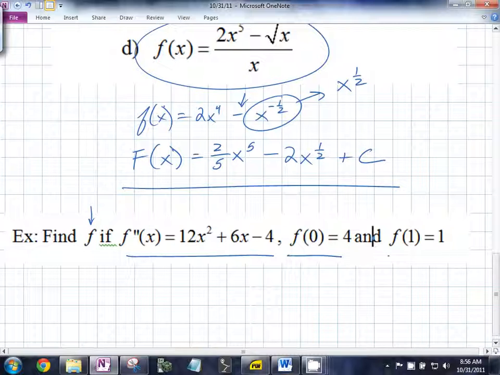See how far you can get in setting that up. If you anti-differentiate the second derivative, what do you get? The first derivative. And if you anti-differentiate the first derivative, what do you get? The original function. Give that a try. See how far you can get.